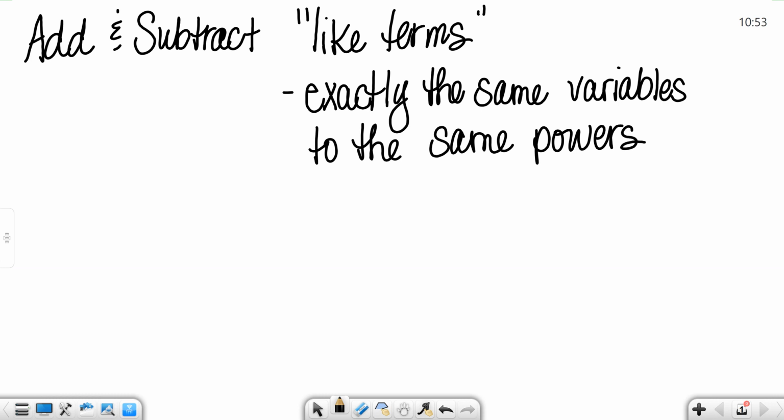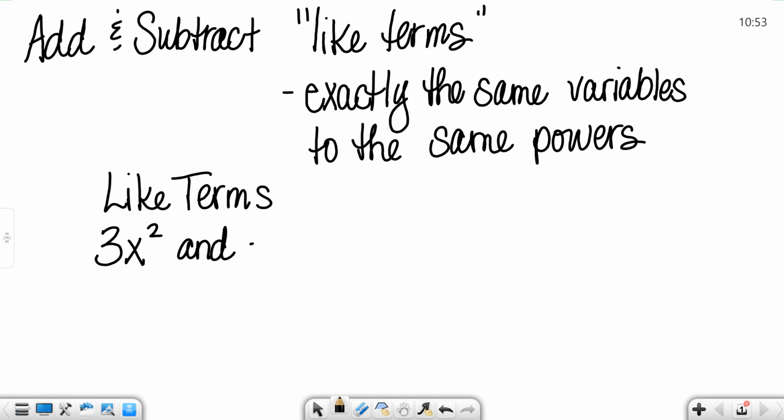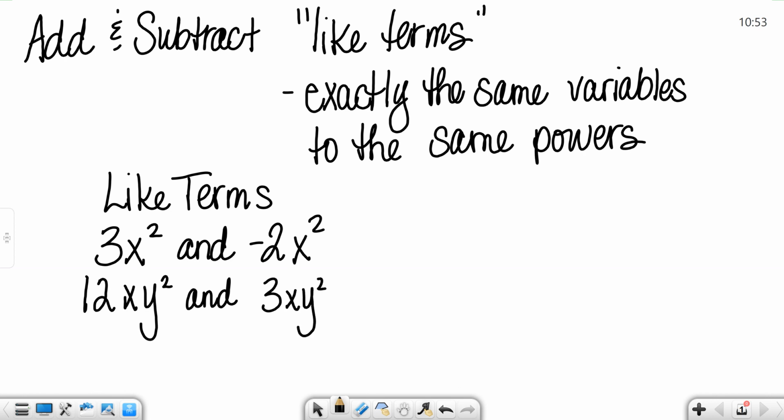All right, so let's look at a couple of these to see what like terms would look like. All right, so I'm just going to make a little list here. Things that might be like terms would be 3x squared and negative 2x squared. Those would be considered like terms. They have exactly the same variable raised to the same power. If I had something like 12xy squared and I had 3xy squared, those would be considered like terms that have exactly the same variables raised to exactly the same powers.